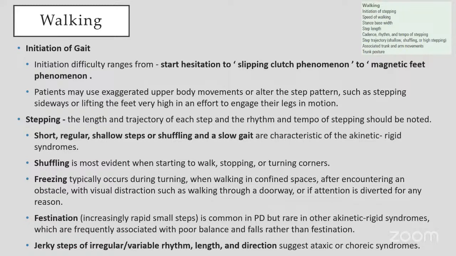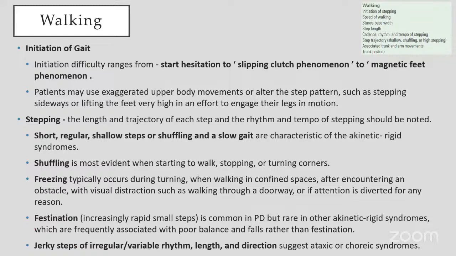In stepping, we should assess the length and trajectory of each step and the rhythm and tempo of stepping. Short, regular, shallow, or shuffling steps, or shuffling and slow gait, is characteristic of akinetic rigid syndromes. Shuffling is most evident when starting to walk, while stopping, or while turning corners.